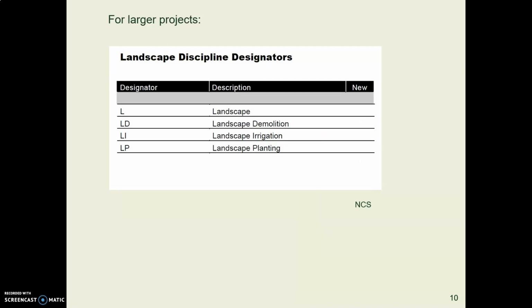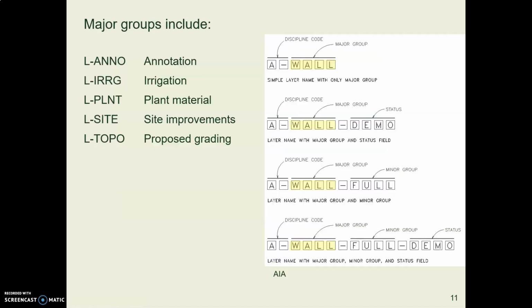And you have extra designators available to you if you're on a big project. For example, you could have landscape demo, a separate designator for irrigation and for planting plans. Here are the major groups.